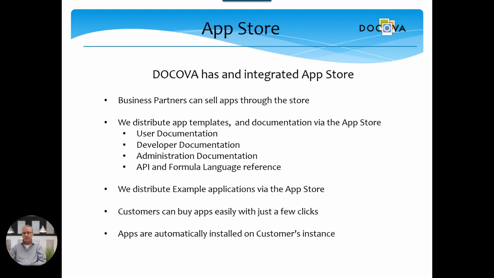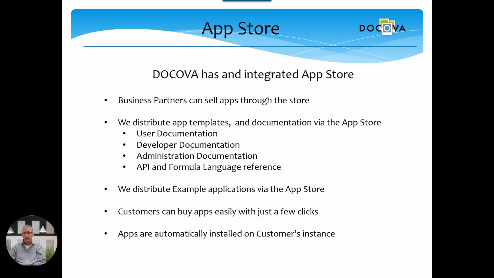There's the App Store, as I talked about. This is where we distribute our user documentation, our developer and admin documentation. So when we update the store with the latest and greatest, it's available all the time to all of our customers. Business partners and customers too can sell apps through the store. We distribute example applications through the App Store too. So right now, I think there's 24. I could be wrong on that, or maybe there's 18. I can't remember. But there's several applications that you can just use and start modifying to use for yourself.